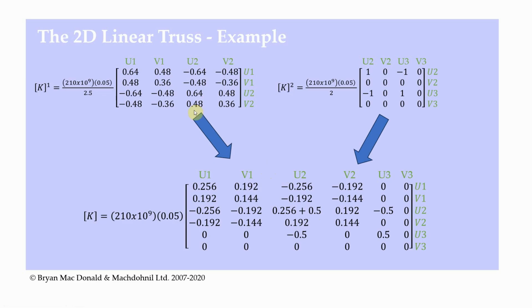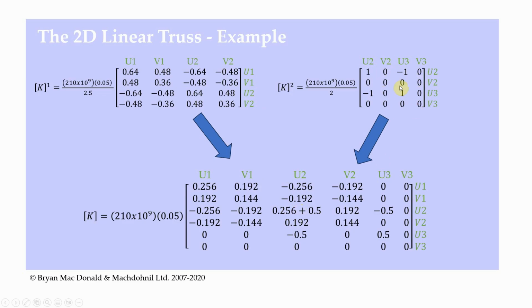V2, U2: it's got 0.48 from here, but V2, U2 here has got a 0. Okay, so it doesn't have the, that's why we don't have the addition. V2, V2 is 0.36 from here, and again V2, V2 has 0 from there. So the only one that actually has something going in from both is U2, U2, only because there's zeros in this one here.